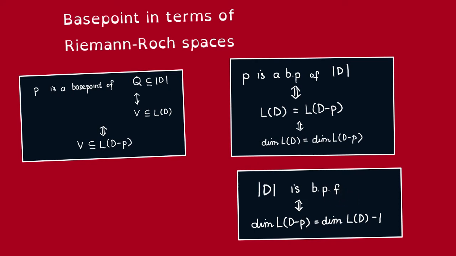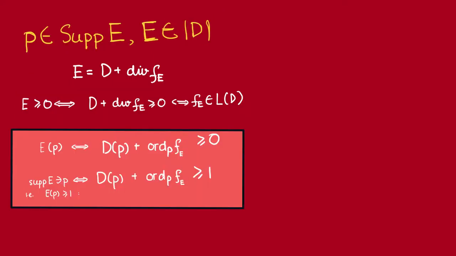Well, by definition, P is a basepoint of this linear system if it lies in the support of all of the divisors in the linear system, right? So let us first rephrase the condition that P lies in the support of some divisor in terms of the Riemann-Roch spaces. So let E be a divisor in a complete linear system associated to D. Now we want to rephrase the phrase that P lies in the support of E in terms of Riemann-Roch spaces.